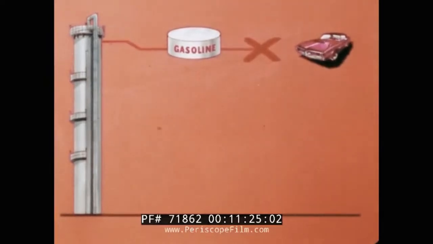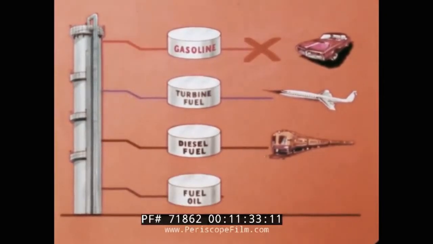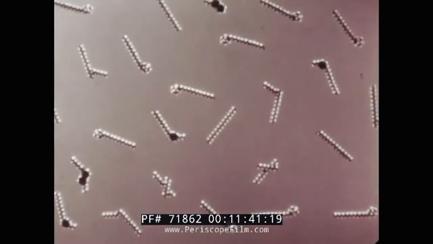For another, when enough gasoline, turbine fuel, and diesel fuel are distilled, a lot of heavy fuel oil is produced as well. By using another process, cracking, heavy oil can be converted into high-octane gasoline. Heavy oil is made up of molecules that can be represented like this.